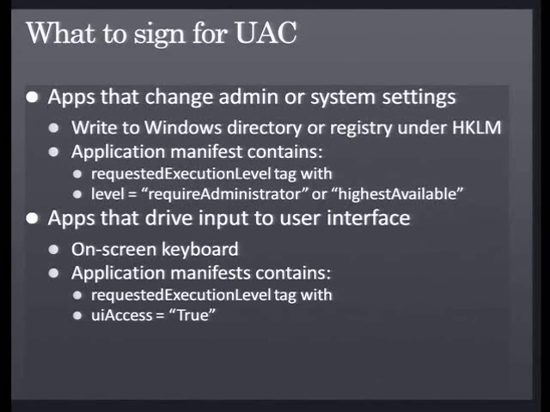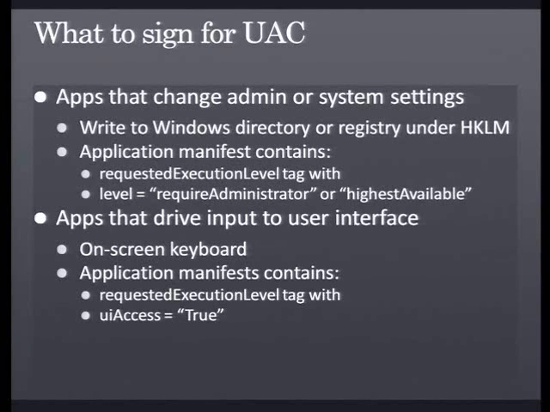But if your application requires administrator credentials, you need to add an application manifest, either embedded within the file or beside the file in the local directory, and set the requested execution level tag with the level attribute equal to require administrator or highest available access. In this case, UAC will verify the signature on your file and display your publisher and application information correctly.